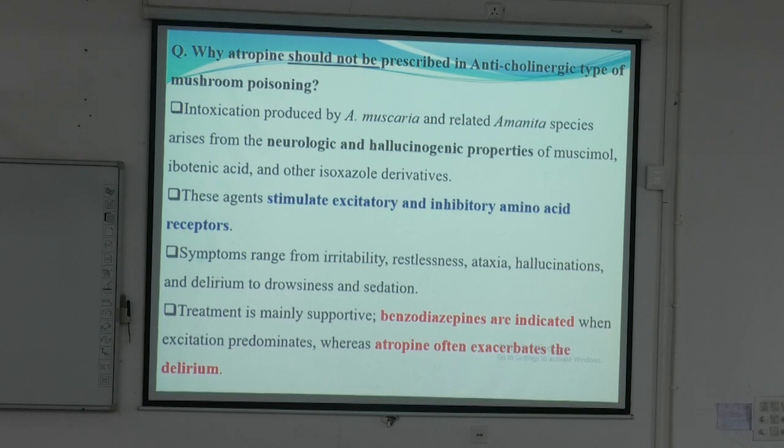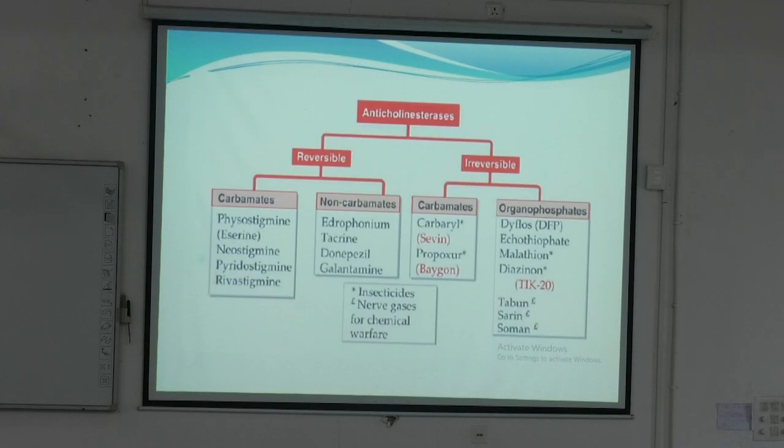So symptoms range from irritability, restlessness, ataxia, to hallucinations. Different types of hallucinations occur. So treatment is mainly supportive. That's why there is no use of atropine-type drugs. We have to give different types of CNS drugs, like the benzodiazepines, such as diazepam and lorazepam, when excitation predominates, whereas atropine often exacerbates the delirium.